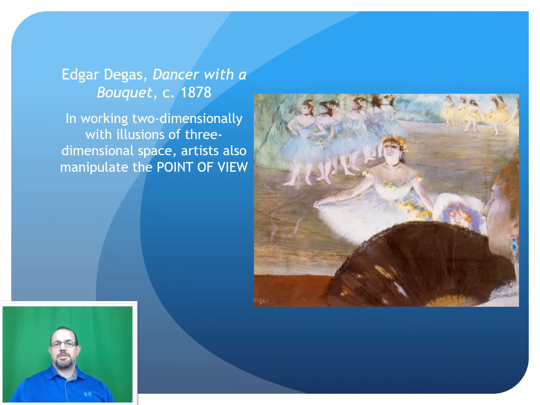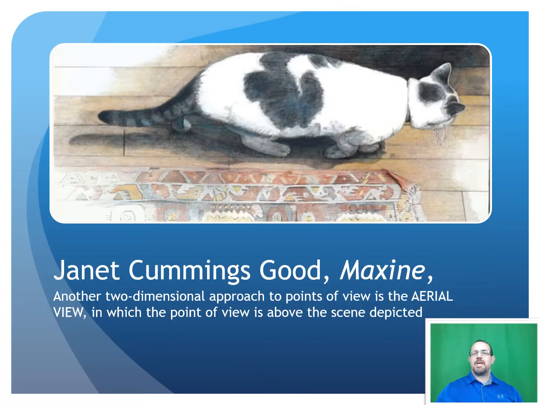So in working two-dimensionally with illusions of three-dimensional space, artists also manipulate the point of view. The aerial view is another two-dimensional approach in which the point of view is above the scene depicted, almost like a bird's eye view.